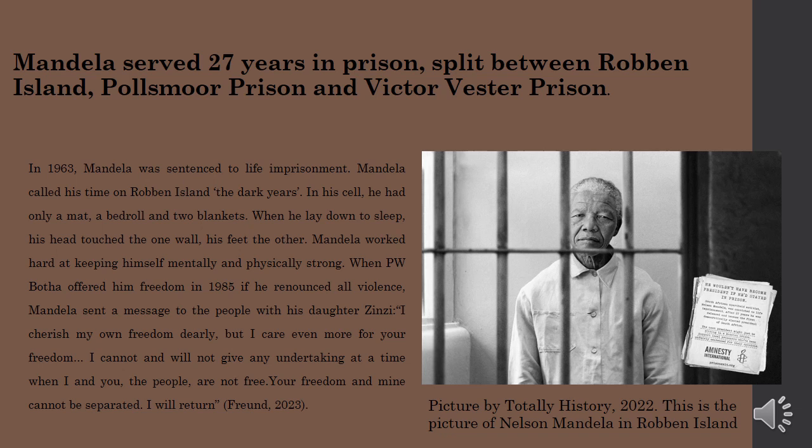He called his time on Robben Island the dark times. When P.W. Botha offered him his freedom in 1985 if he renounced all violence, Mandela sent a message to the people with his daughter Zinzi. The message goes as follows: I cherish my own freedom dearly, but I care even more for your freedom. I cannot and will not give any undertaking at a time when I and you, the people, are not free. Your freedom and mine cannot be separated. I will return.